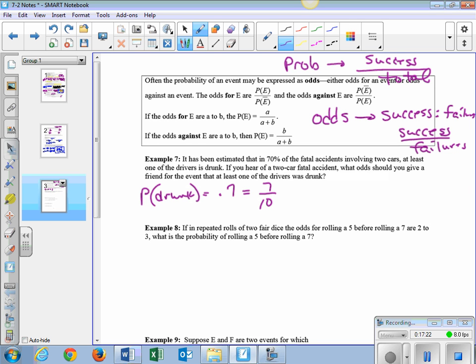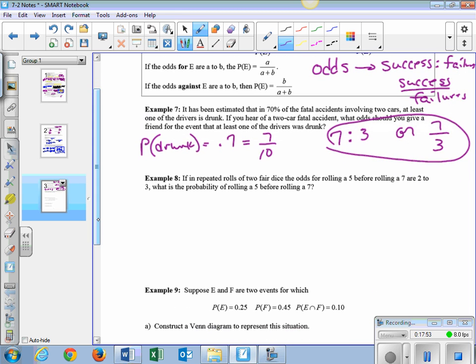How many times did it not happen? Well, that means that 3 times it did not happen. So this would be my odds that at least one of the drivers was drunk: 7 times it happened, 3 times it did not happen. So that would be 7 over 3. Doesn't matter which way you do it. I always think about the probability and say, okay, out of 10 times, 7 times it had to happen. That means 3 times it did not happen.